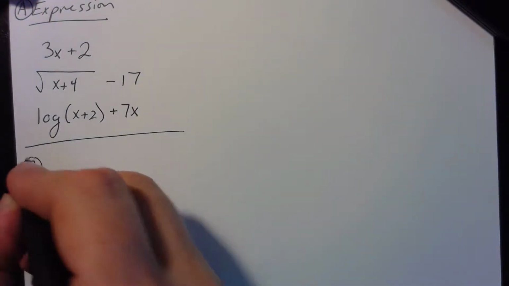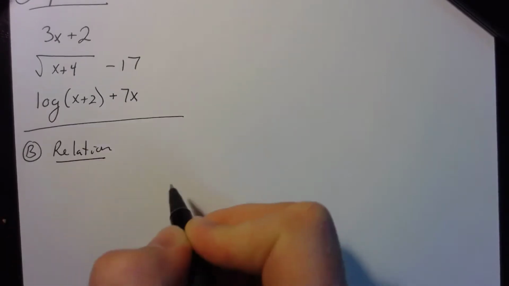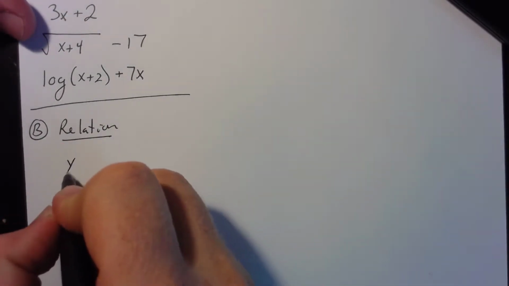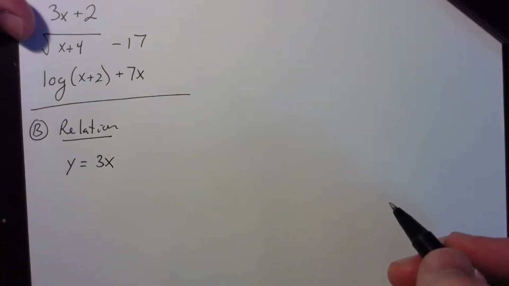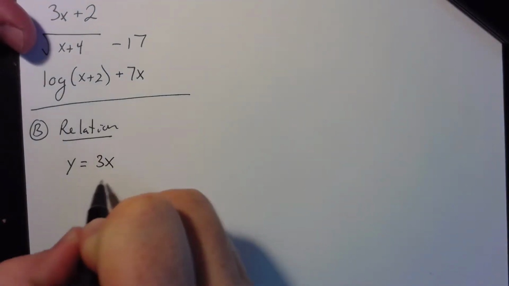After an expression, we can talk about a relation. Now, a relation is nothing more in mathematics than a very specific comparison between two different variables. So for instance, we might have a relation as y equals 3x. Now this particular relation is completely valid, and we can go ahead and pick an x value.